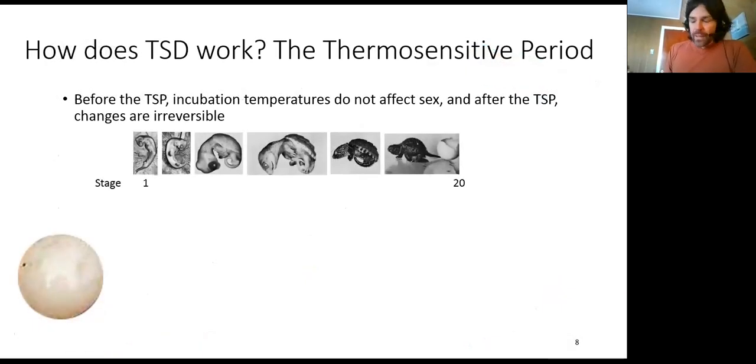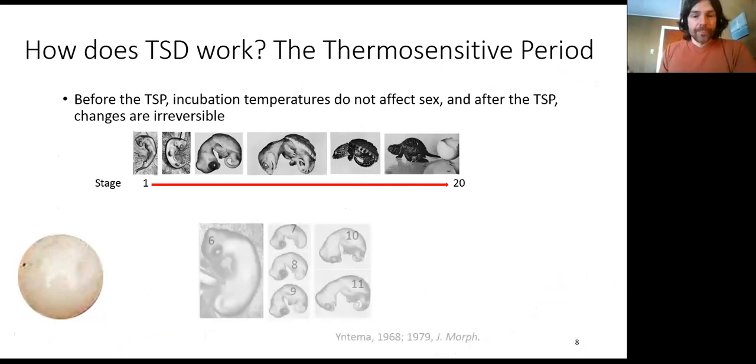All right, so how does TSD work? As an embryo develops, it goes through a series of ontogenetic stages, stage 1, let's say, to stage 20. We can score and make up these stages however we want, based on characters or whatever.